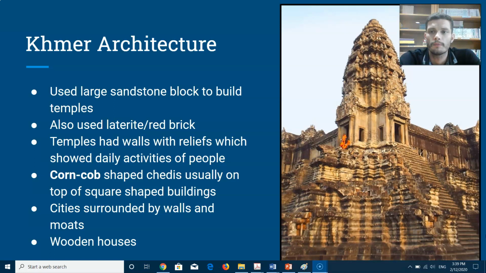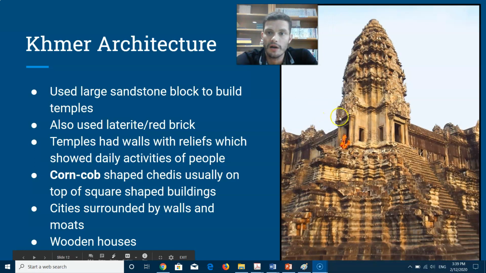Okay, so the Khmer people are well known for making grand religious structures, like Angkor Wat. Generally, for the more important religious structures that they built, including Angkor Wat, they used a lot of sandstone blocks, very large sandstone blocks that would have been cut out very precisely and put into place. They also used laterite and red brick, especially for what they considered to be less important buildings, or for the base or foundation of more important buildings. Okay.